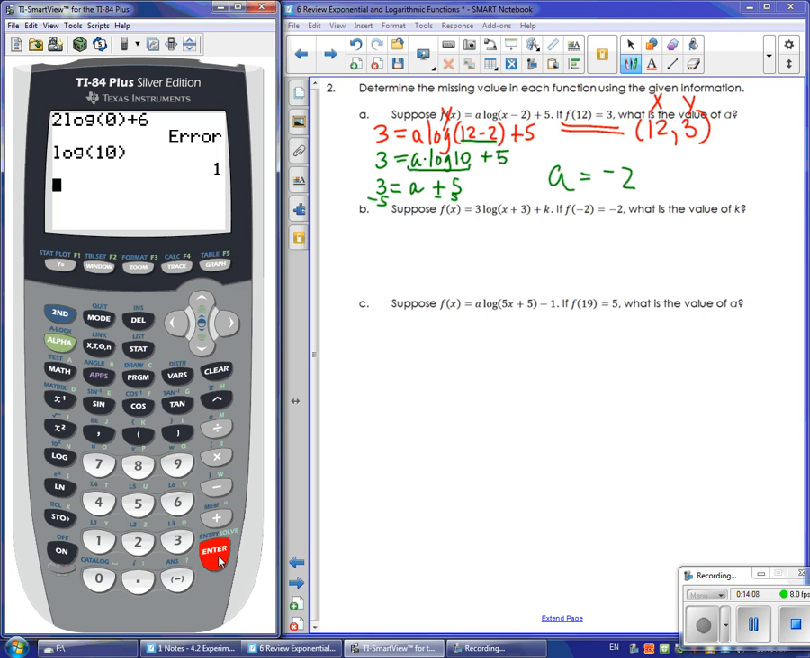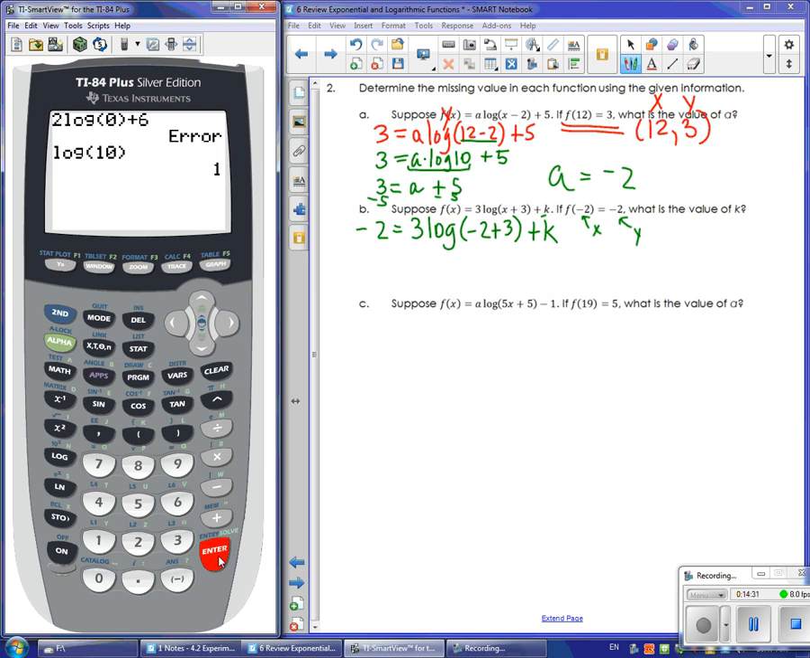We could do the same thing for letter B. This time, though, the missing term is the value of k. But again, I'm going to substitute in negative 2 for x, and coincidentally, I'm going to substitute in a negative 2 for y. So let's see. Negative 2 is equal to 3 times the log of negative 2 plus 3 plus k.